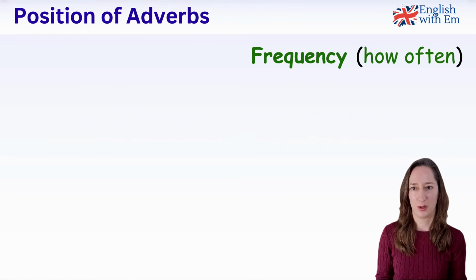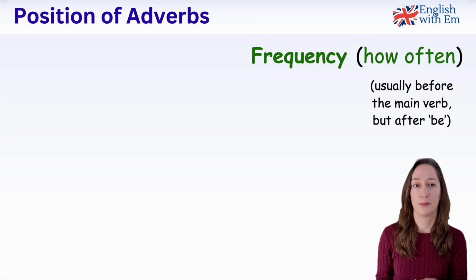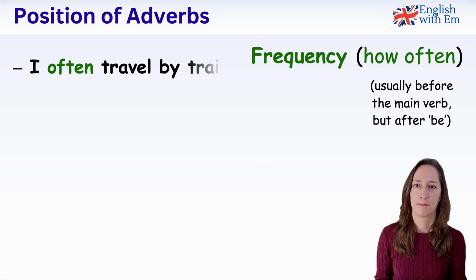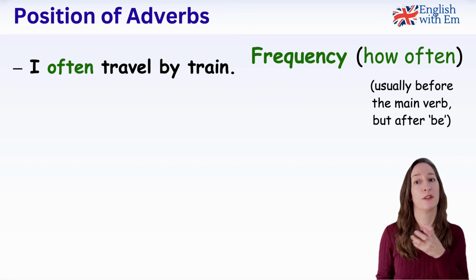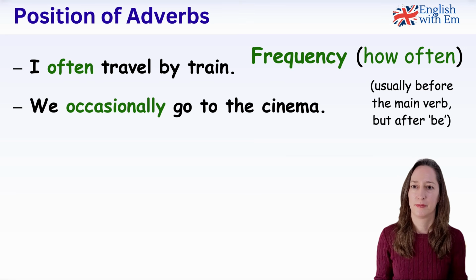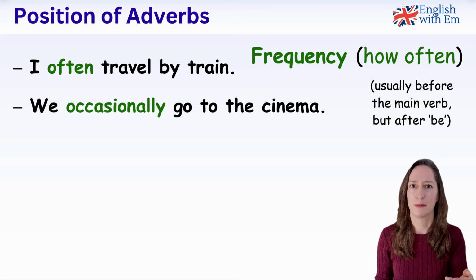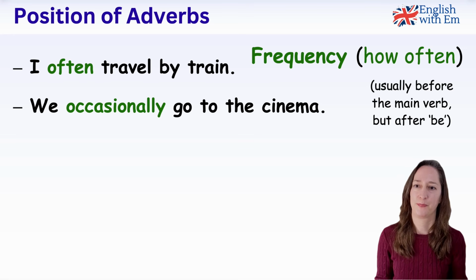Now let's take a look at frequency adverbs. So these tell us how often something happens, and they usually go before the main verb, but after the verb to be. I often travel by train. So the adverb often is before the main verb travel. We occasionally go to the cinema. The adverb occasionally, which means sometimes or not very often, appears before the main verb go.